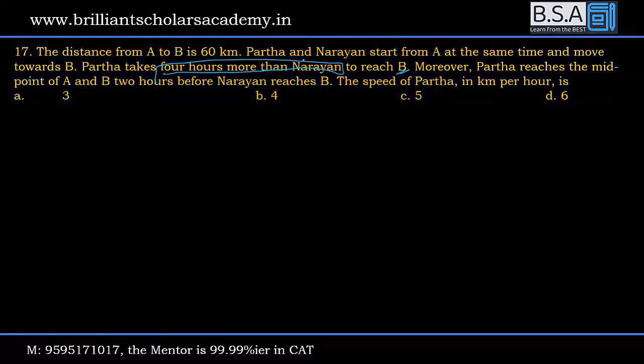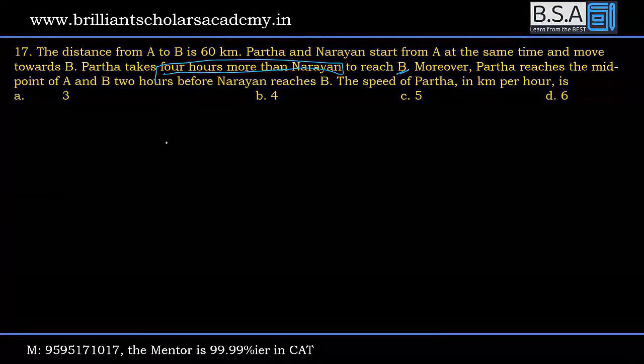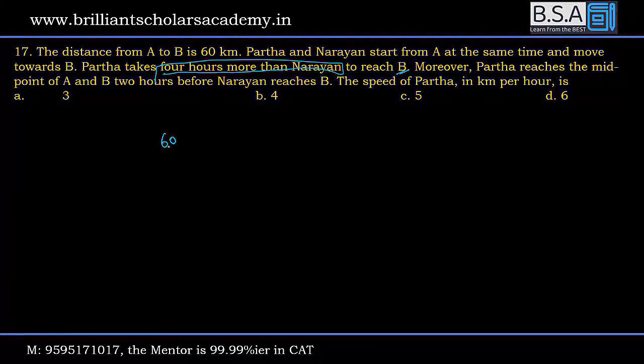So let me start this. Parth and Narayan start from A at the same time, move towards B. Parth takes 4 hours more than Narayan. So if I say the speed of Narayan is n, 60 upon speed of Narayan, 60 upon speed of Parth. Parth takes 4 hours more, so this plus 4 is equal to this. What I have written is distance upon speed is equal to time.